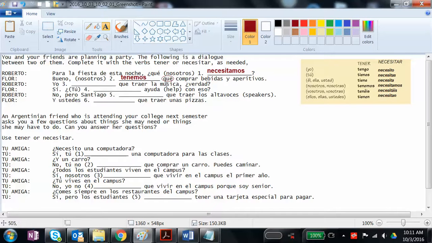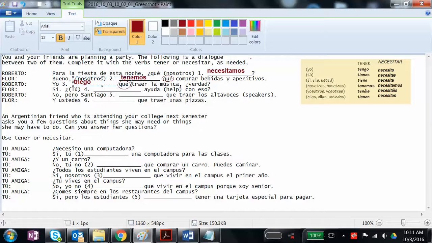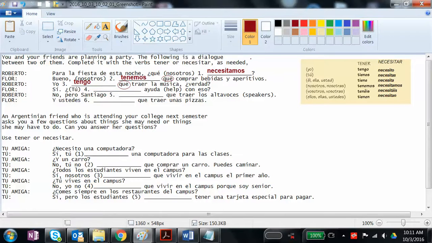Yo blank que traer la música. Again, because we have que, we're going to need to use tener. Necesitar does not take the que. And it's yo, so I'm going to pick tengo. Yo tengo que traer la música, ¿verdad?